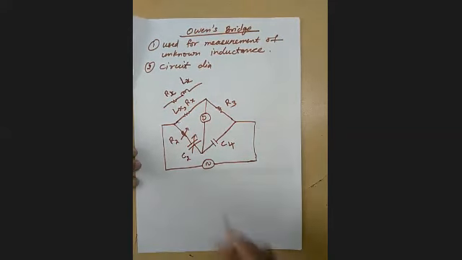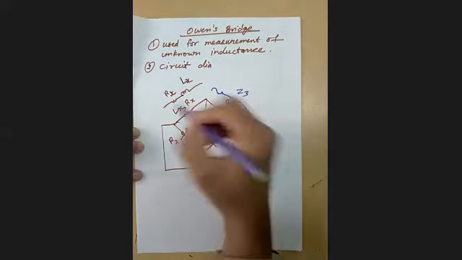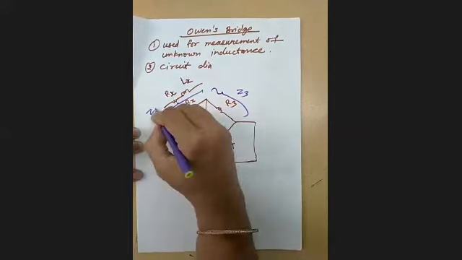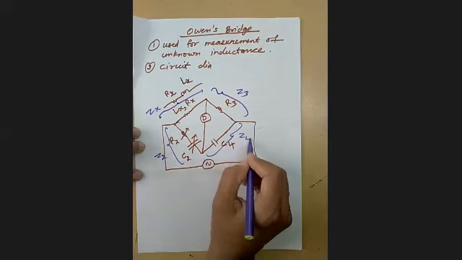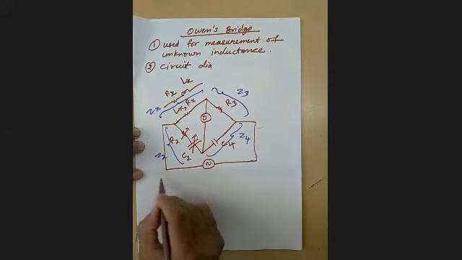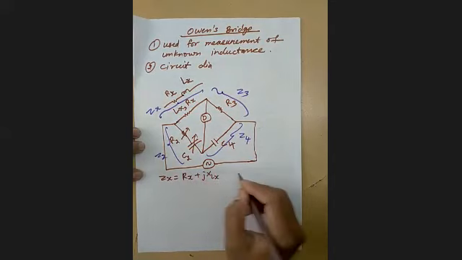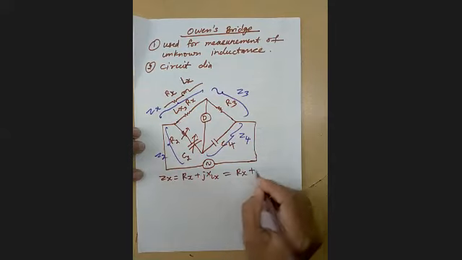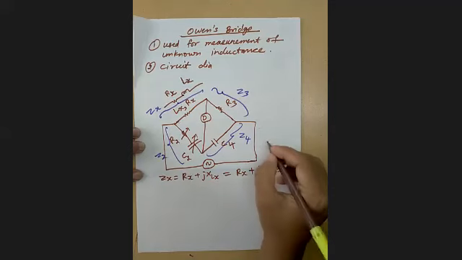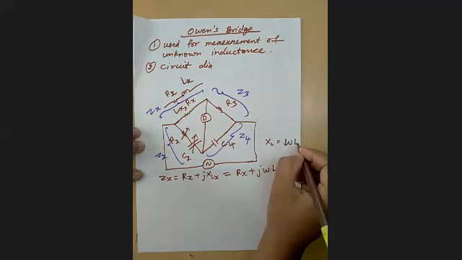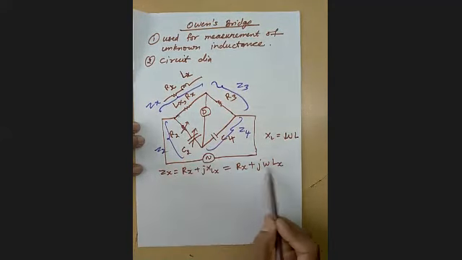How much is it? For this purpose, I have to write the impedances. The impedance of this arm, let it be Z3. The impedance of this arm, let it be Zx. The impedance of this arm, let it be Z2. The impedance of this arm, let it be Z4. So I'm writing the value of Zx. Zx equal to Rx plus jXL. The value of XL is omega L. Since here the inductor value is taken Lx, I'm writing here omega Lx.